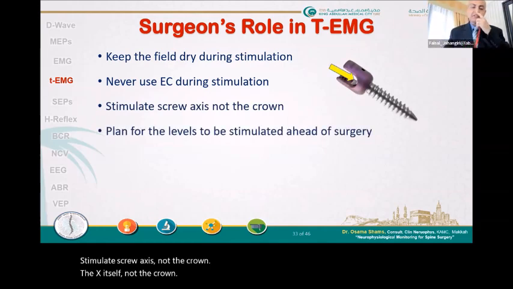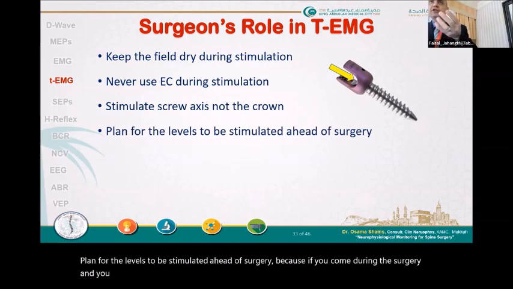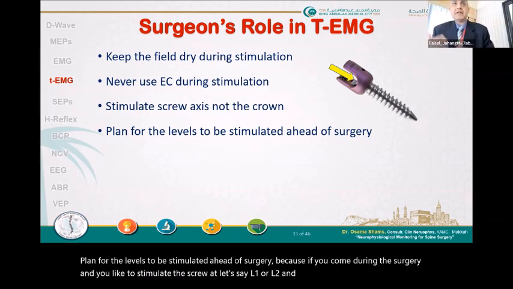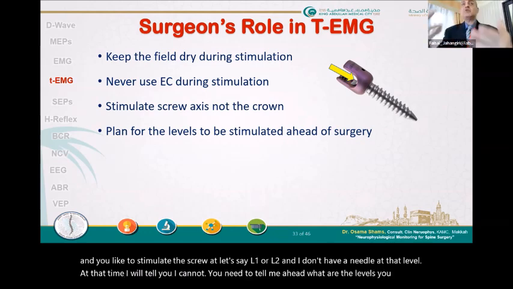Plan for the levels to be stimulated ahead of surgery. If you come during the surgery and you would like to stimulate the screw at, let's say, L1 or L2, and I don't have a needle at that level, I will tell you at that time that I cannot. You need to tell me ahead what levels you are planning to stimulate using the screw.